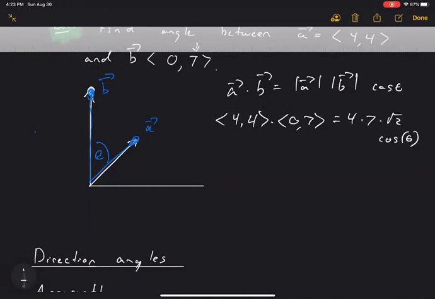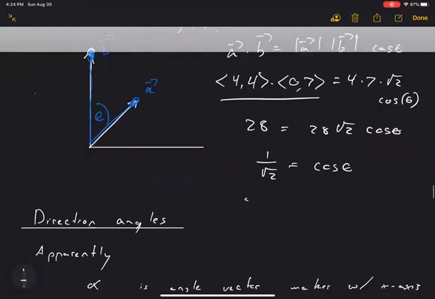So what's this left side? Let's simplify the left side. It's 4 times 0 plus 4 times 7, 28. So 28. And then on the other side, I have 28 square root of 2 cosine theta. Simplifying, I have 1 over square root of 2 equals cosine theta. This might start looking familiar now. This is the same thing as square root of 2 over 2, right? Yeah.